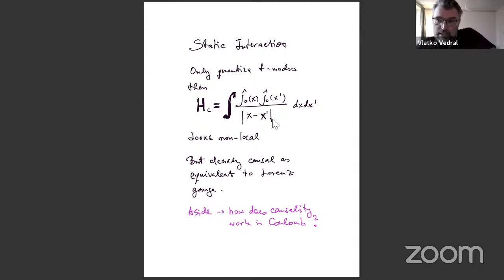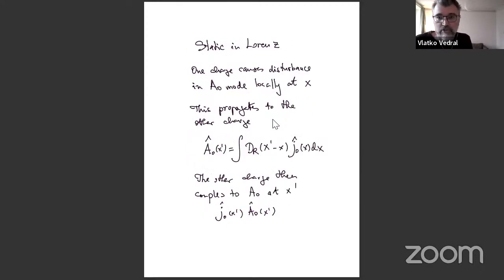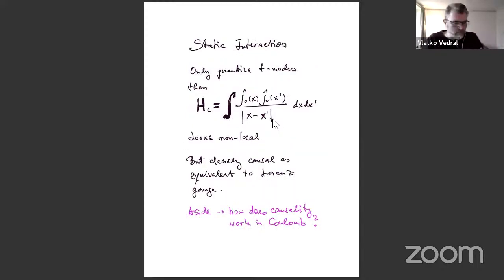The whole point is that you want the charge to make some kind of dent in the field locally. You want this to propagate to the other charge, as we saw in the Lorentz formulation, and then you want the other charge to simply pick up this disturbance of the field. And that seems to me like a better description of what's going on, which is why I somehow prefer this gauge.